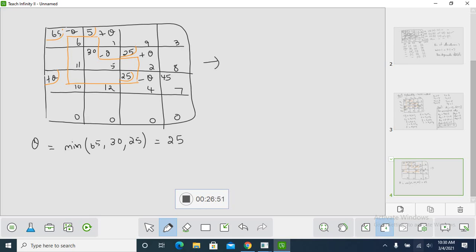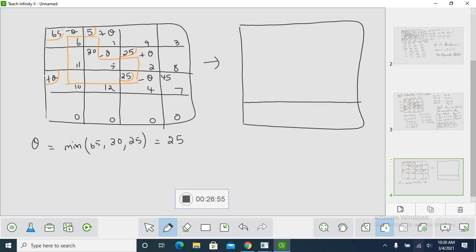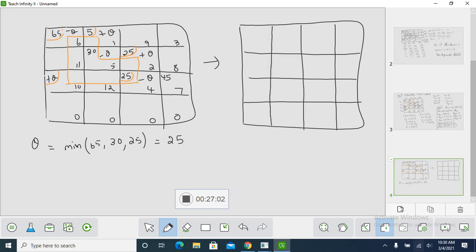So from here we move on to this particular table. Once again I redraw it so that you don't get confused. We are going to have 4 rows and 4 columns. In these we have our allocation: 6, 1, 9, 3, the second row is 11, 5, 2, 8, then 10, 12, 4 and 7, and then all zeros.